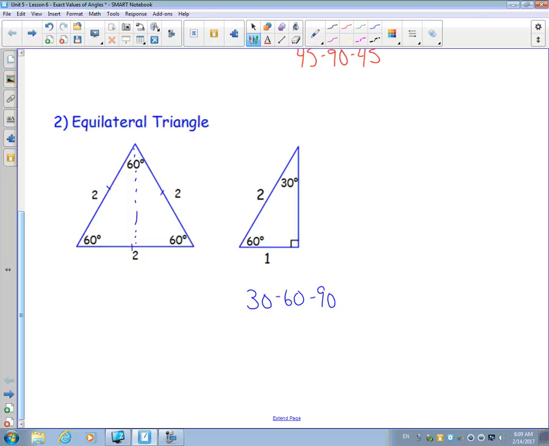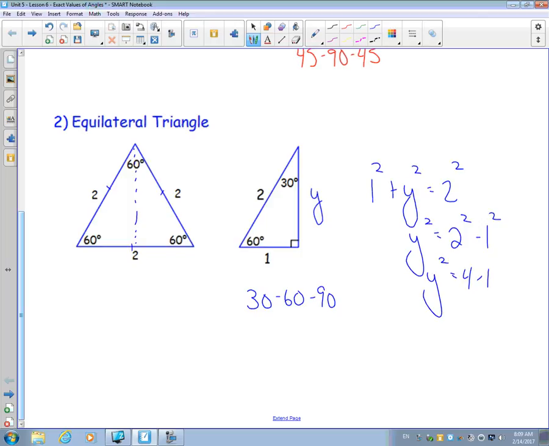Now we need to get this other side here. We'll call this y, because that's the direction it is now. And we can do 1 squared plus y squared equals 2 squared. In other words, y squared is 2 squared minus 1 squared, or y squared is 4 minus 1, y squared is 3, so y is root 3. And we've got ourselves, again, the sides of a triangle, 1, 2, and root 3.